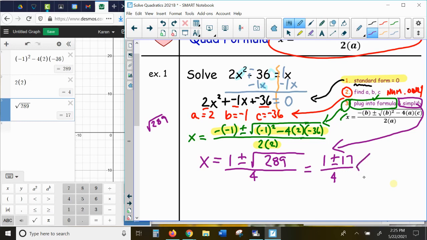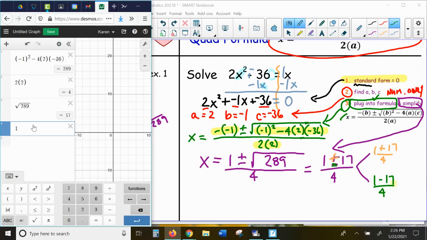Watch how I do the split right now. I could simplify these separately. The first one I'm going to do with the plus: 1 plus 17 divided by 4, that's going to be one of my solutions. And then my other one is 1 minus 17, all divided by 4. Now, when you put this in your calculator, remember you have to do the 1 plus 17 and get an answer before you divide by 4. If you put it all in your calculator at the same time, you will get the wrong answer. Don't be thirsty and put everything in the calculator at once. Your calculator can't think like that.